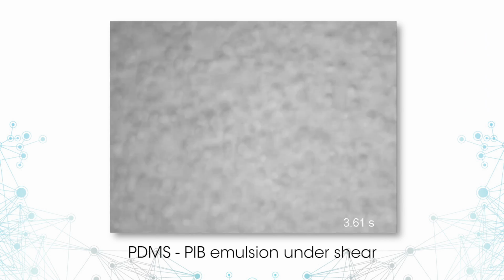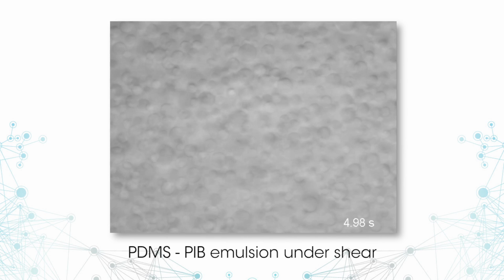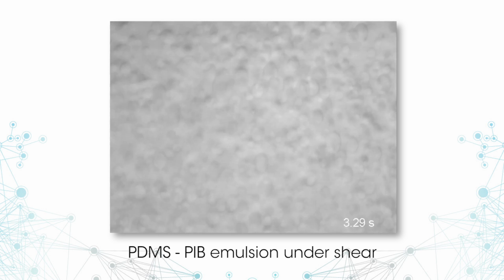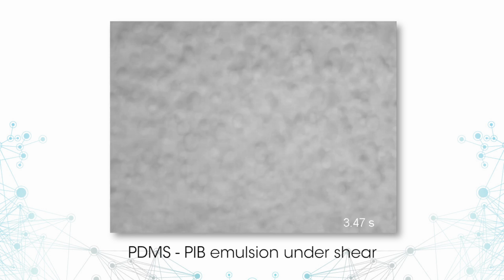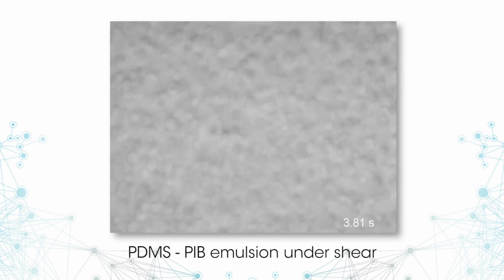And the sample was allowed to relax. So here we're showing just the high speed, high shear portion of the video. And you'll notice that we're able to observe droplet breakup, droplet elongation. And this is a video that was captured at 90 frames per second.